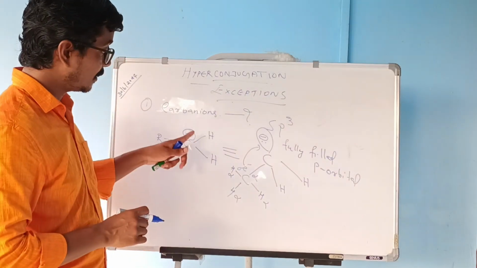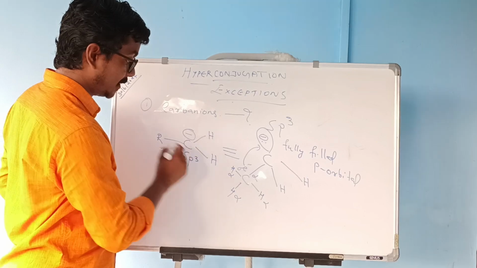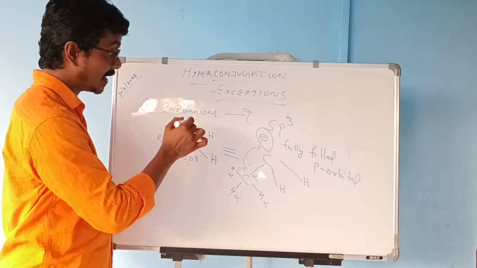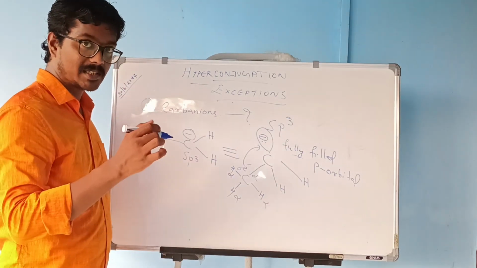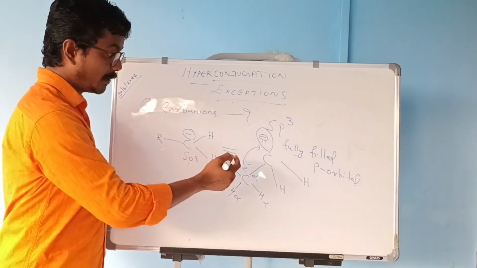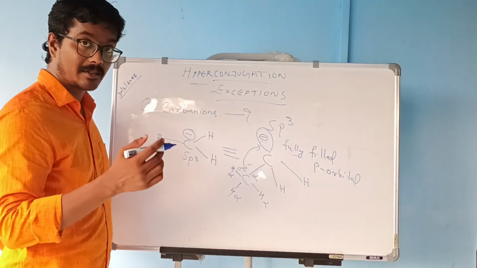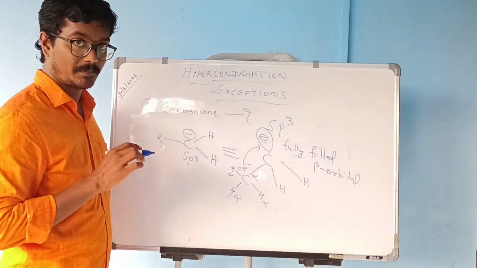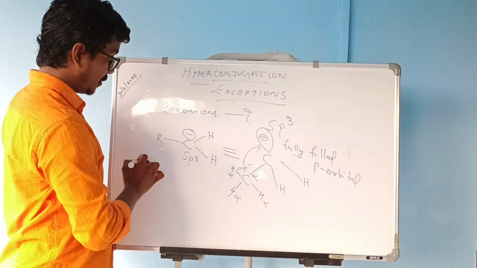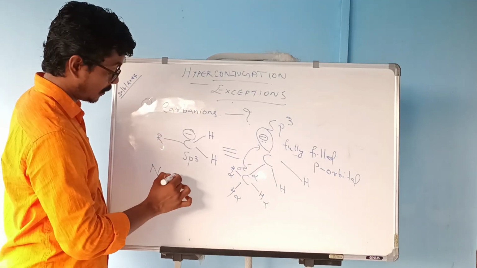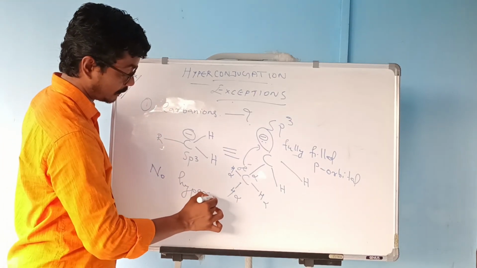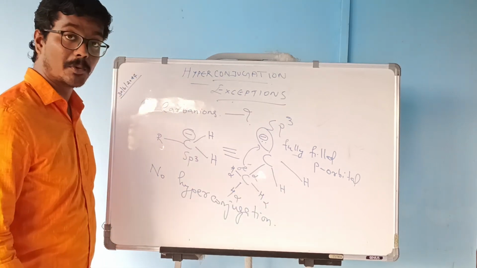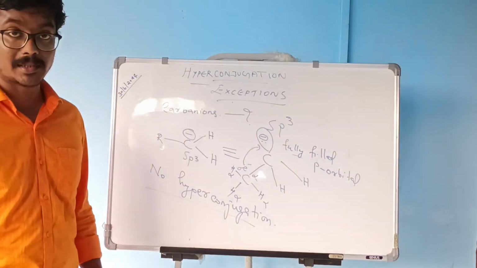Let me repeat. Due to sp3 hybridization, the carbon carrying the negative charge is sp3 hybridized and possesses a fully filled p orbital, which will repel the incoming sigma electrons. Or in other words, there is no vacant space in the p orbital to accommodate sigma electrons. Hence, carbanions show no hyperconjugation. Carbanions are not showing hyperconjugation. Okay, this is very important.